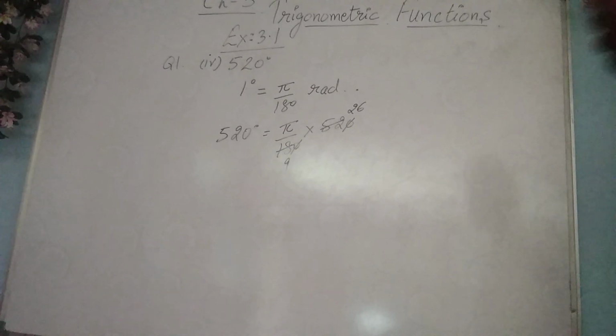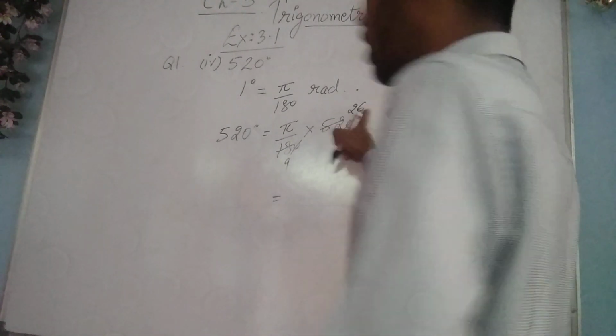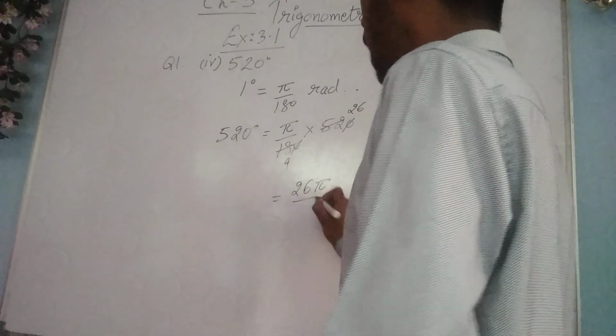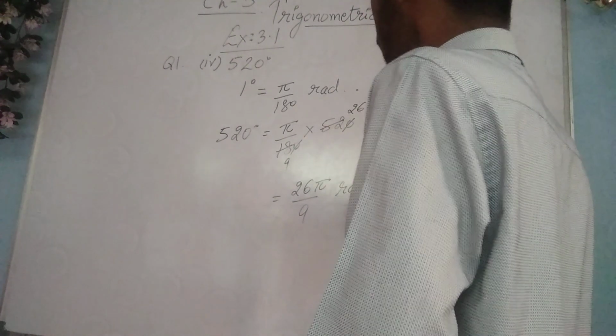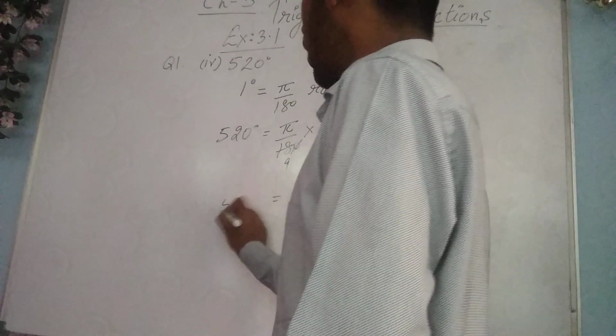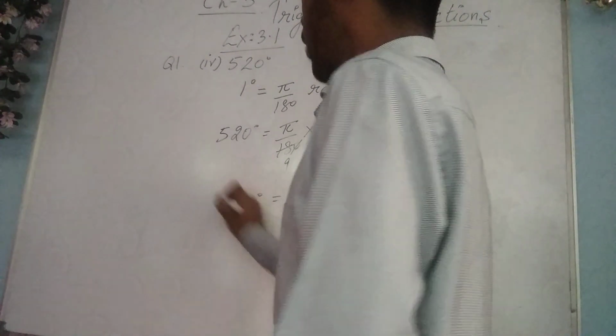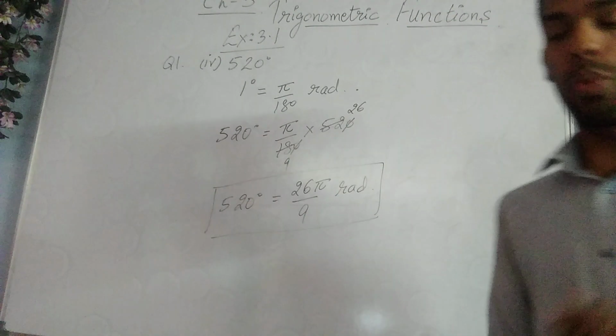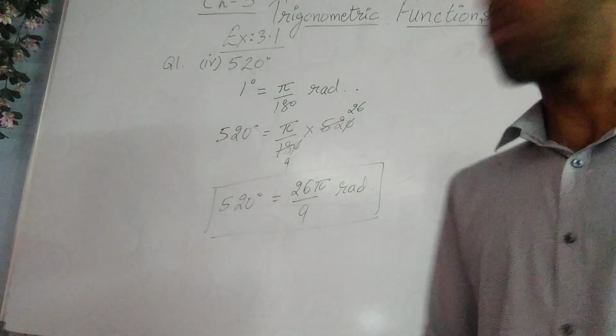Yes, students, I think this is your answer. That is 26 pi upon 9 radians. 26 pi upon 9 radians, and that is equal to 520 degree. That means 520 degree is equal to 26 pi upon 9 radians. This was the fourth part.